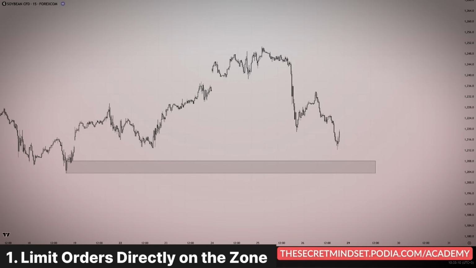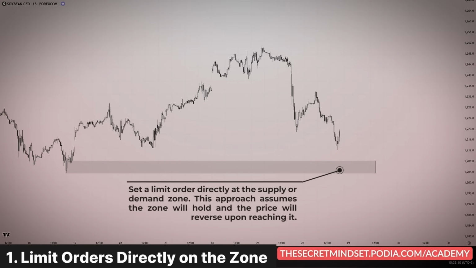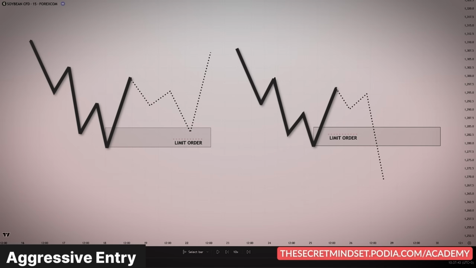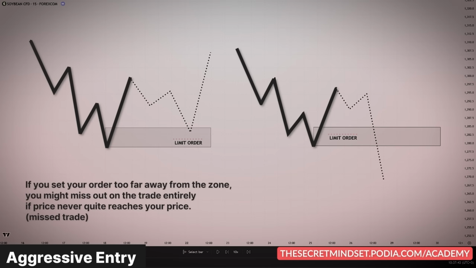Now let's talk about some specific entry and exit strategies you can use around these key levels. One of the simplest and most effective ways to enter a trade is to simply set a limit order directly on the level itself. This approach assumes that the zone will hold and that price will reverse once it hits your order. However, there are a couple of potential downsides to this aggressive strategy. If you set your order too far away from the zone, you might miss out on the trade entirely if price never quite reaches your price. Or the second scenario, price might just break through your zone with ease.